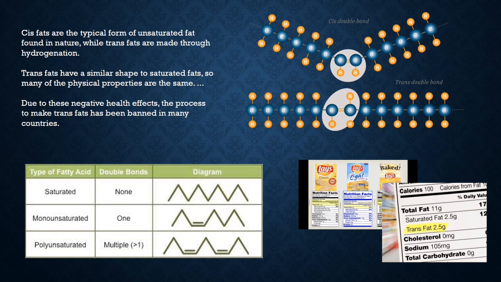While the trans fat, if there is a trans double bonding, this can be made through hydrogenation. They may just look the same if you look at it. But let's focus on the cis double bond. Take a look at the right upper corner.